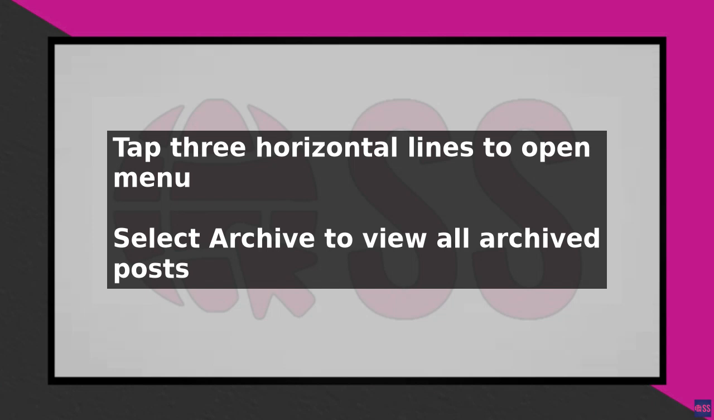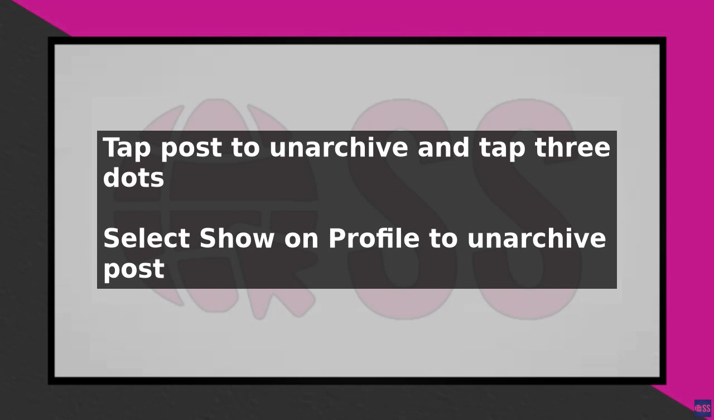Tap on the post you want to unarchive and then tap the three dots at the top right corner of the post. From the options that appear, select Show on Profile to unarchive the post. The post will now be visible on your profile page, again, for all your followers to see.